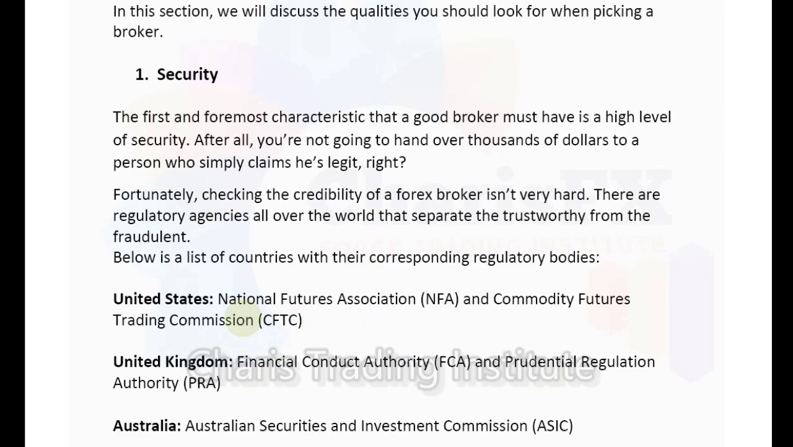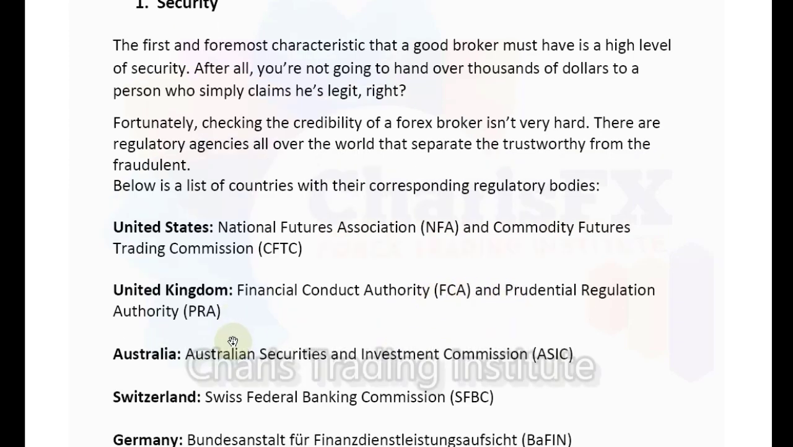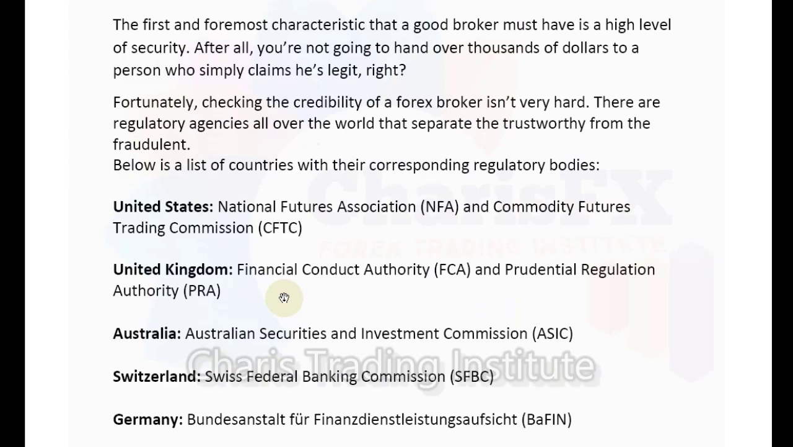So it's either the NFA or CFTC. So if you are in the United States and you want to select a forex broker, the first thing you should do is just go to Google, search the name of the broker, and search whether they are verified and certified by this commission, the NFA or CFTC commission. Okay, if you are in the United Kingdom, the Financial Conduct Authority or Prudential Regulation Authority are responsible for regulating all brokerage firms in the UK.